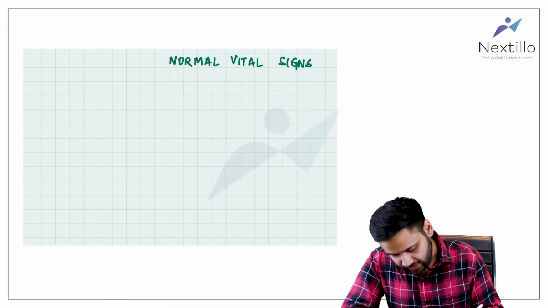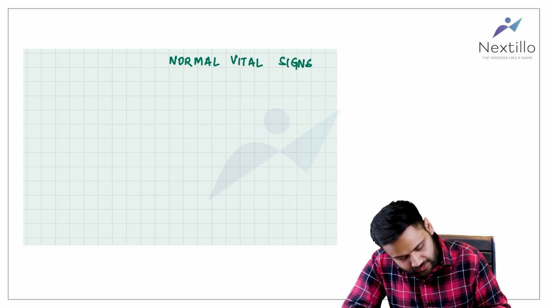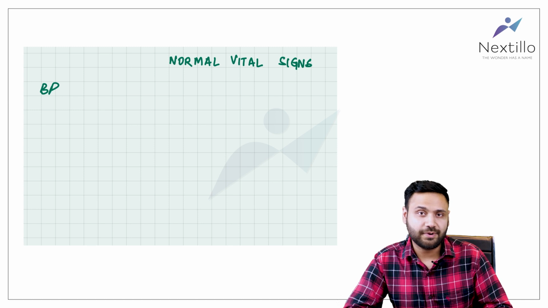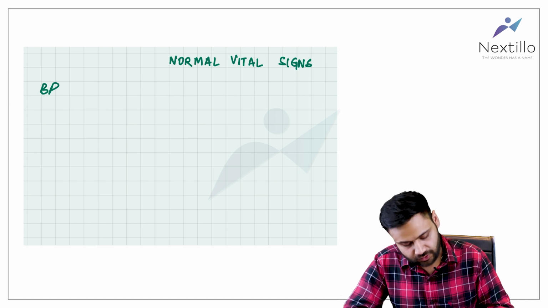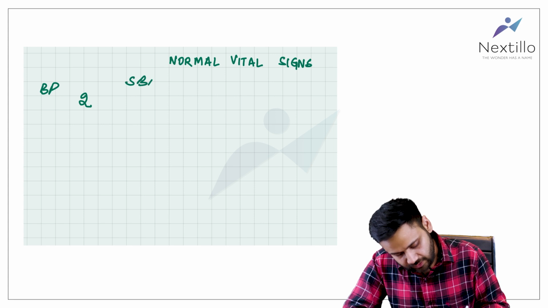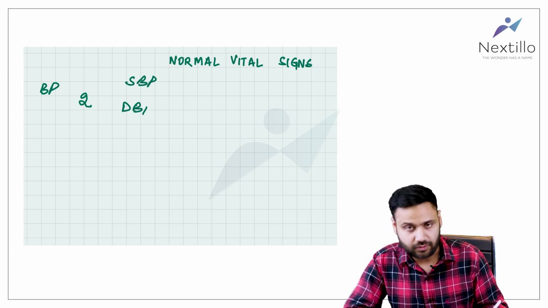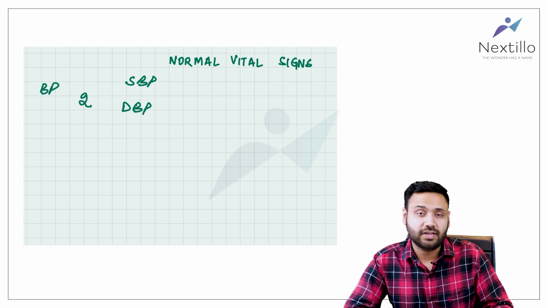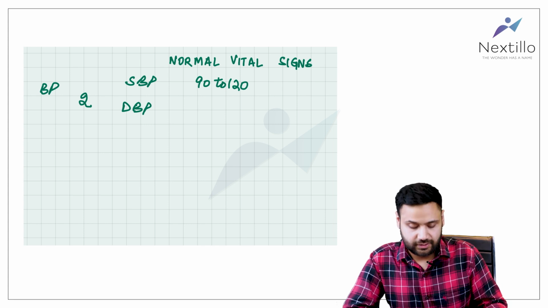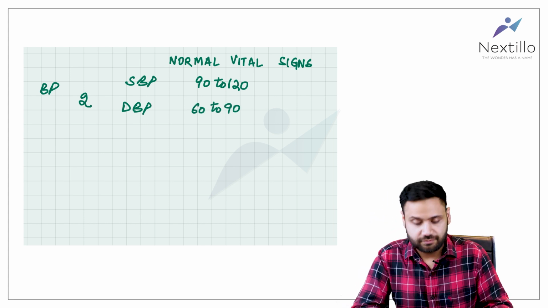So let's begin. The first vital sign that we are going to discuss is blood pressure, and it has two components, the systolic blood pressure and the diastolic blood pressure. The systolic blood pressure is normally between 90 to 120 and the diastolic is between 60 to 90. The units are millimeters of mercury.